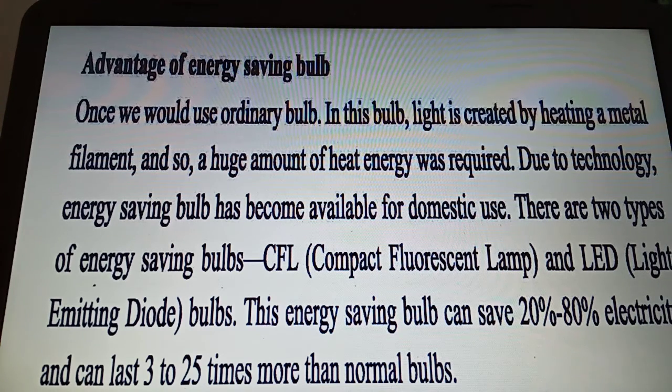These energy saving bulbs can save 20% to 80% electricity and can last 3 to 25 times longer than normal bulbs. So I think you understood the class today.